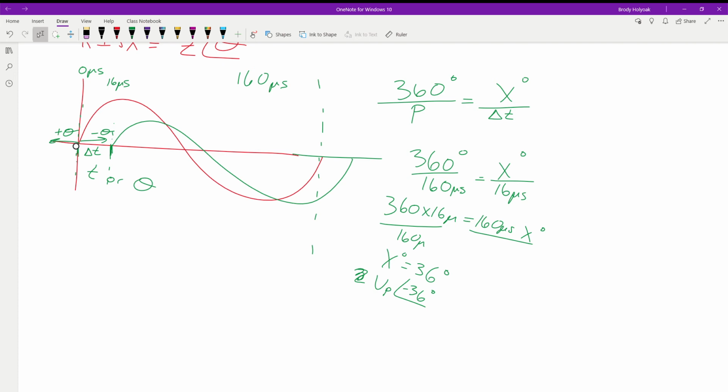Okay, again, the green one is coming after the red one. So the green one is doing what? Is it leading or lagging our reference? Lagging because it's coming later in time. So that's the difference between leading and lagging. And that's important to understand which one is happening first.